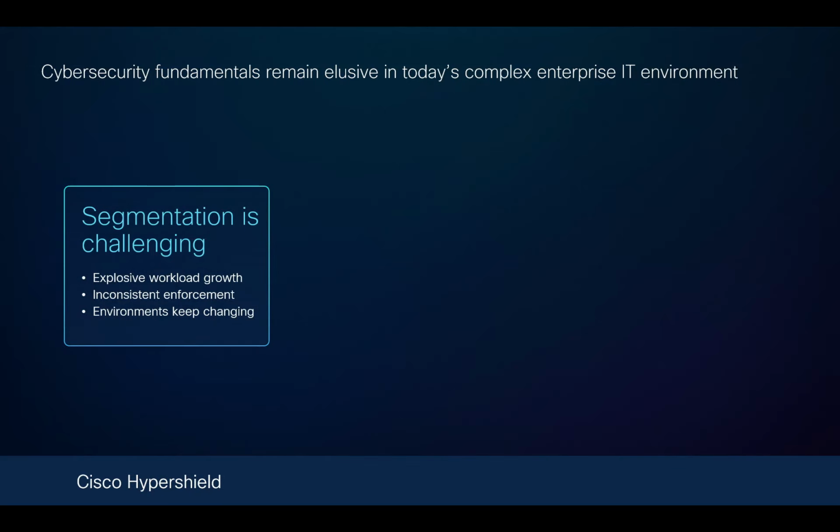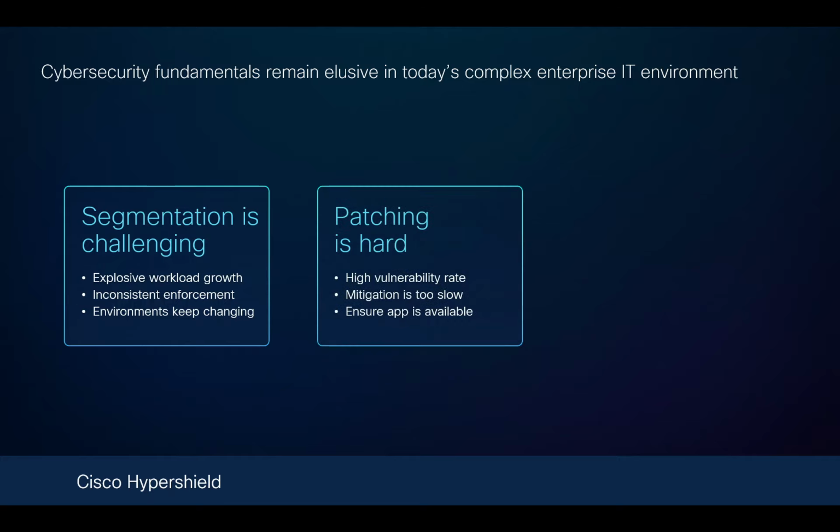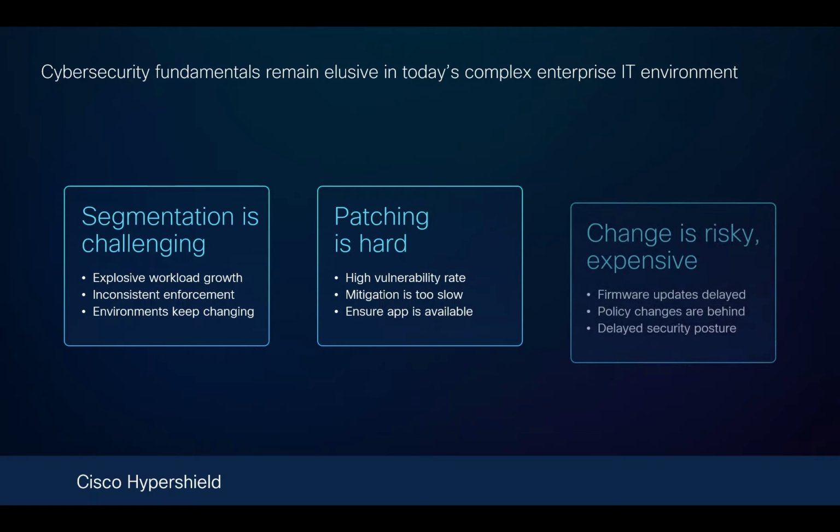Now, as we evolve, we start looking at Cisco Hypershield. This is where Cisco truly starts changing the game. Now, we know segmentation is tough and challenging, especially with applications and workload growth in the environment. They're dynamic. They change all the time. Patching is hard. The number of vulnerabilities that we need addressing seems to increase exponentially every week. And mitigation takes too long.